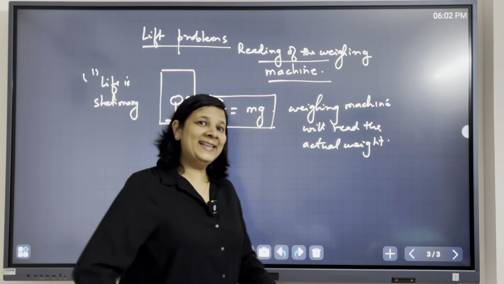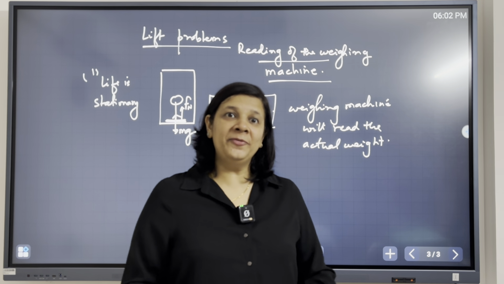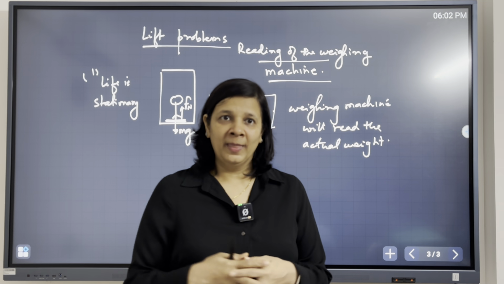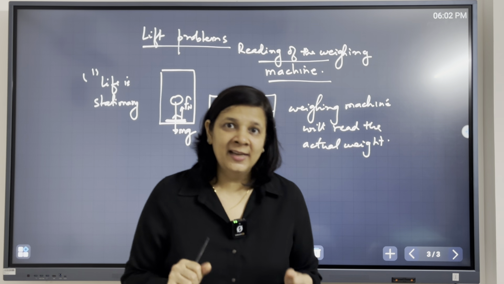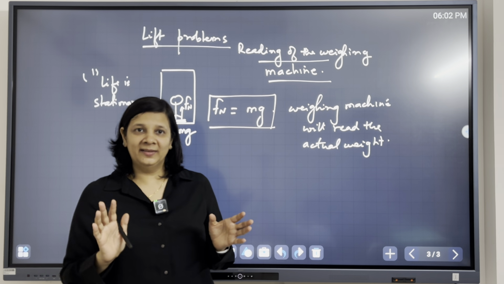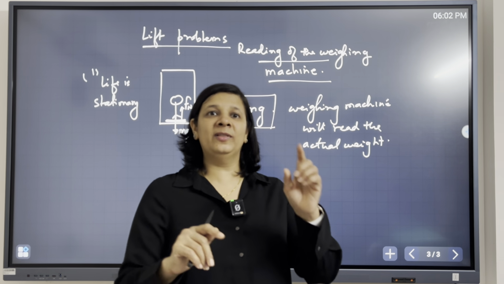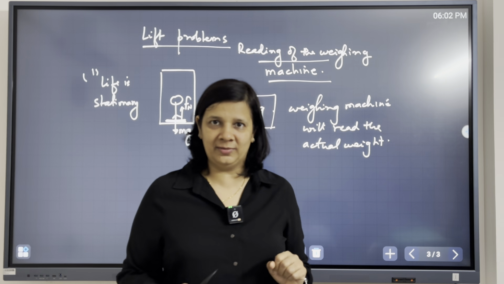But now let us take another case when the lift is accelerating upwards. Then what will be the weighing machine reading? Now it is clear to you that the forces are not balanced, right? The normal force will not be equal to mg in the case when the object is accelerating in the vertical direction, right?